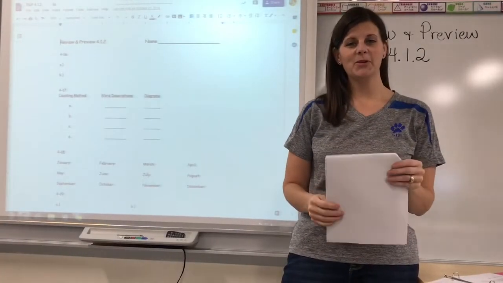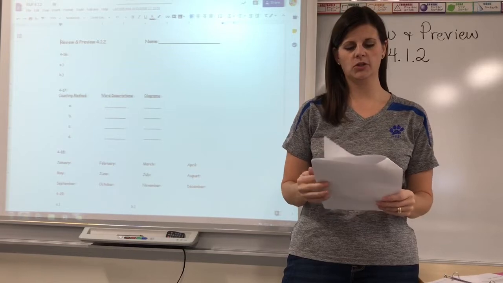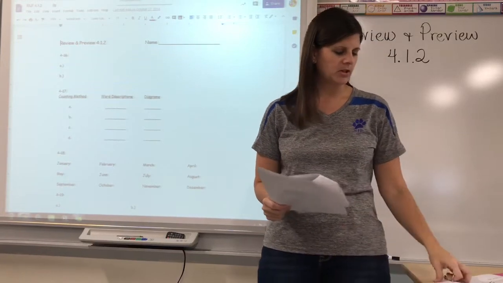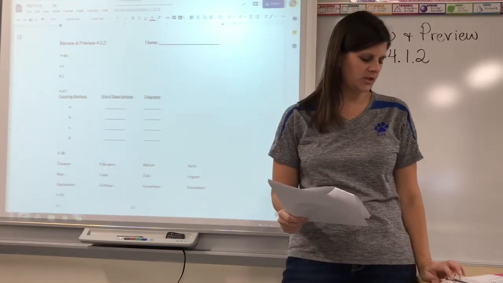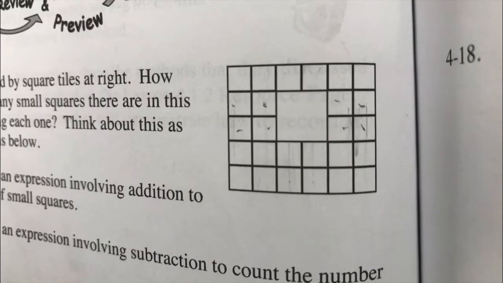We are ready to talk about directions for review and preview 4.1.2. We start off with question number 16, which deals with some square tiles. It's a bit different from the frames that we looked at in our lesson, but part A is asking you to write and simplify an expression involving addition that would be able to tell us all the number of squares that are possible.